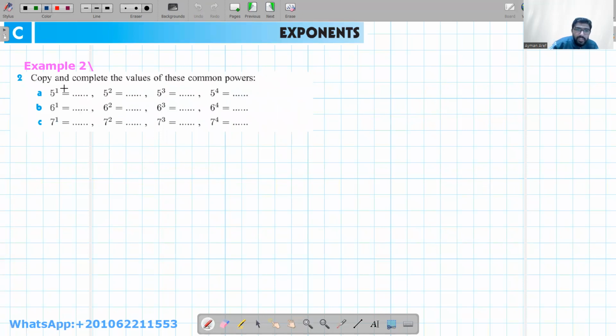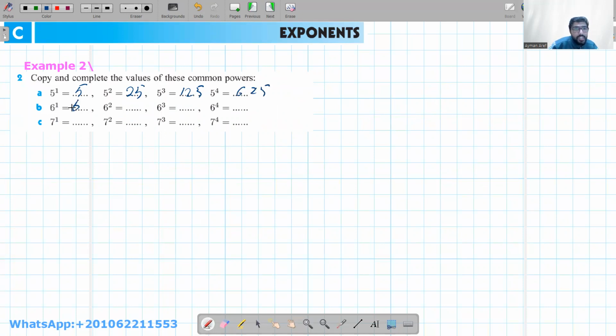We're going to deal with the second example. He said, copy and complete the values of these common powers. Then 5 power 1 becomes 5, obviously. 5 power 2 is 25. 5 power 3 becomes 125. And the last one, 5 power 4, I think it becomes 625, right?